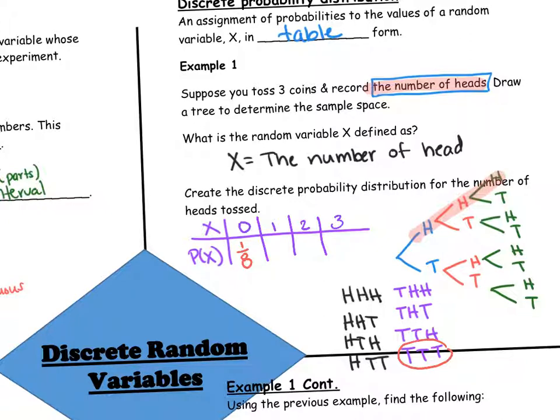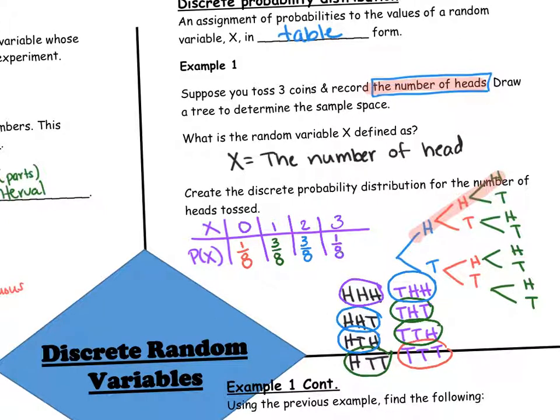How many times do you get 1 head in this? Well, you get it here, here, and here. Do y'all see why? There's 1 head inside of there. Everybody got that? So how many times does that occur? 3 out of 8. How many times do you get 2 heads? 1, 2, 3 again, right? So that's 3/8 again. And then the last one is 3 heads, which is 1 out of 8, right?